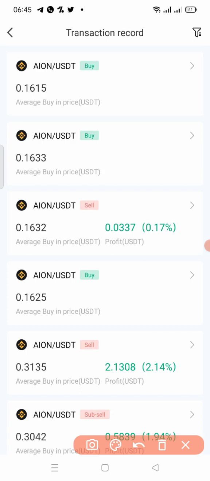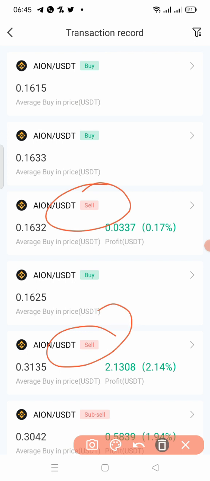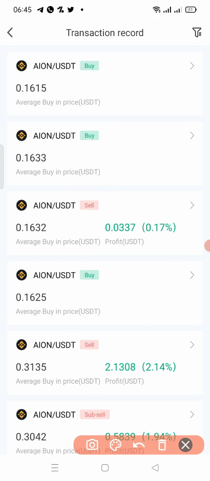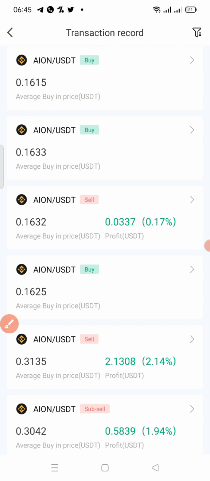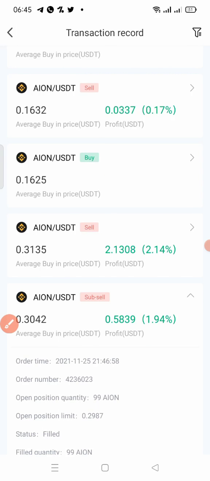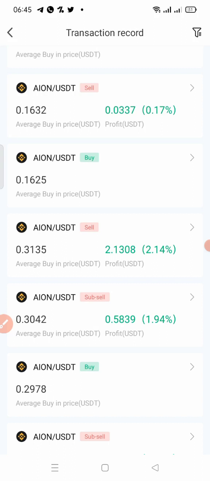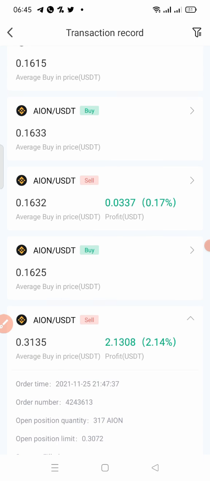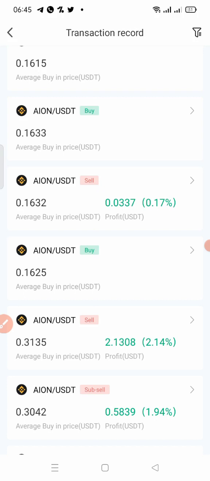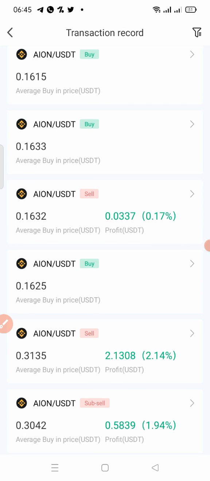You see that Aeon had sold also. It's sold. So let's see. It has sold twice. So when I look at this subsell here, I know that this subsell is an old trade. You see the date on the subsell is November 25. So that was an older trade, okay? And that's not what we did yesterday. So let's look at the one here. Oh, this too was an older trade, so that's not what we did.